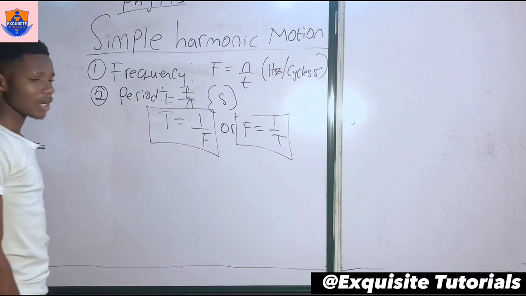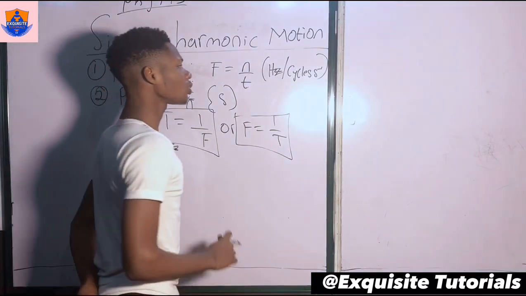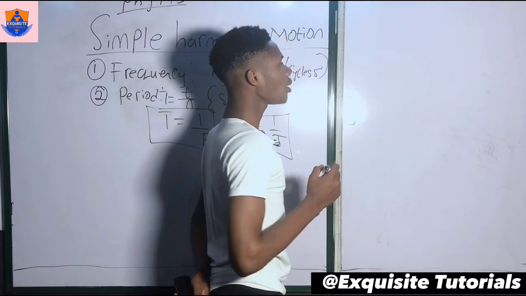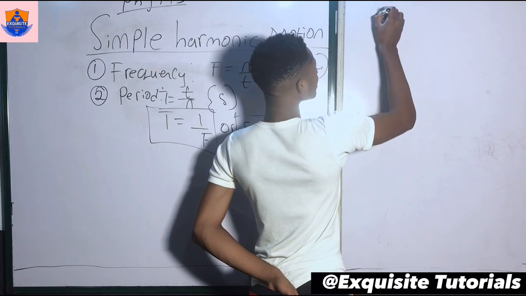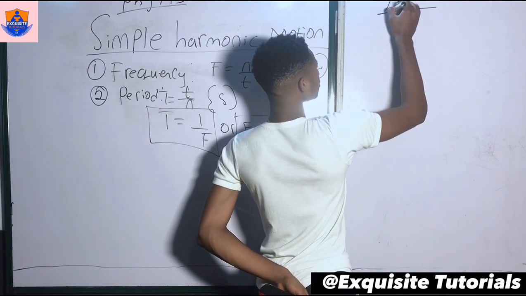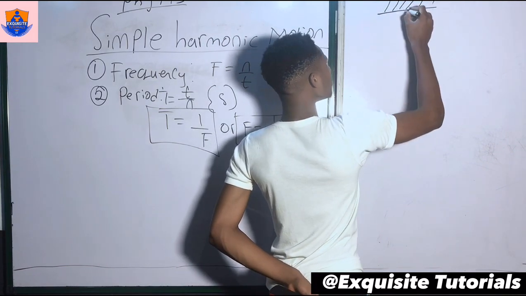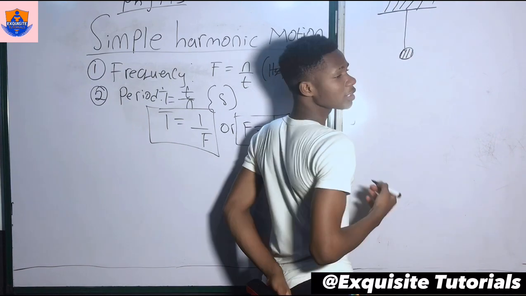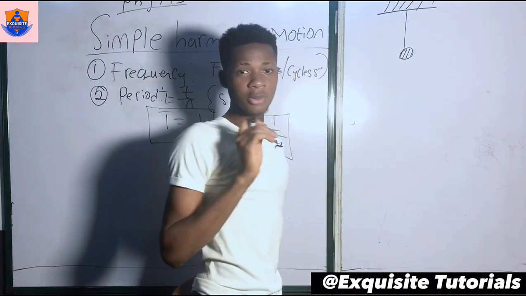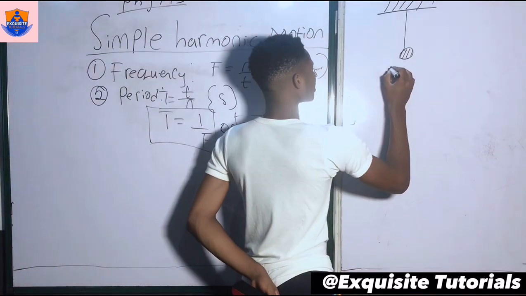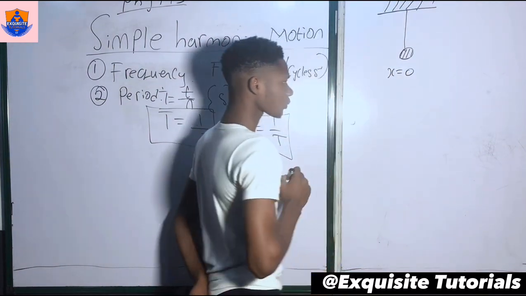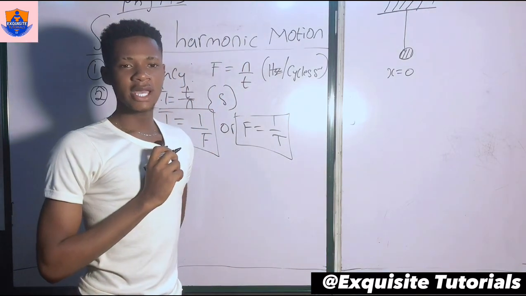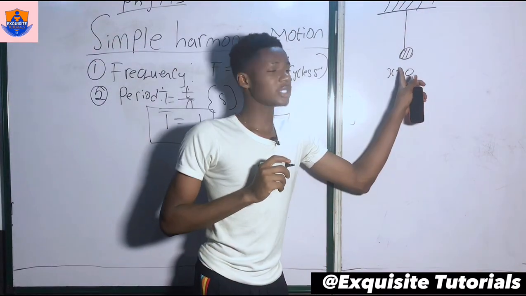There are other terms that I would like us to talk about, but first of all, let's talk about the motion of a simple pendulum. Let's say we are having a simple pendulum, and the simple pendulum is at rest. Okay, if this bulb is at rest, that is, it is not moving, it means that its displacement x equals 0.